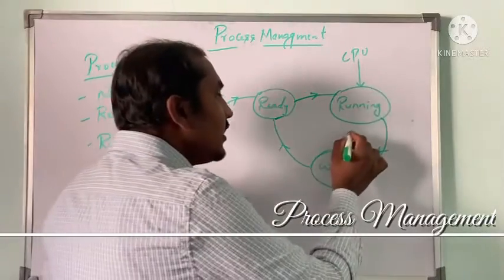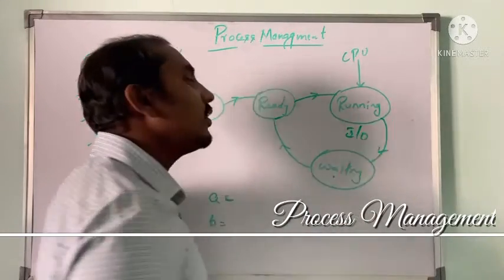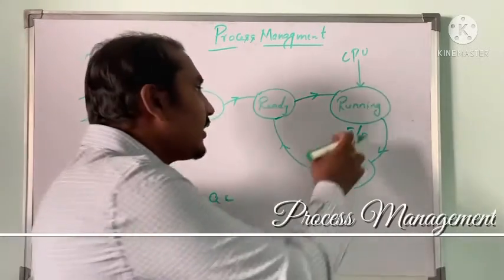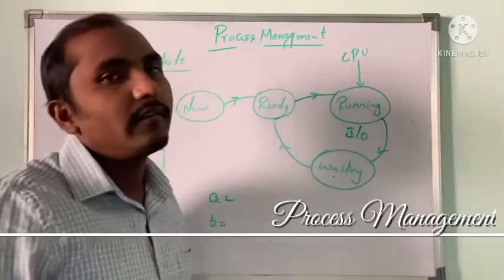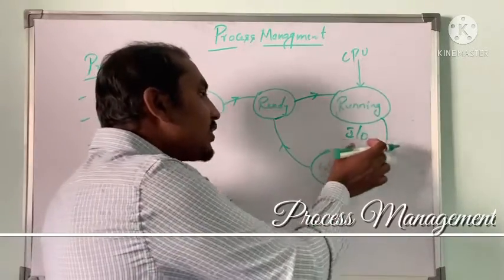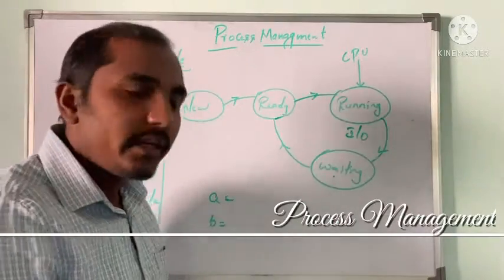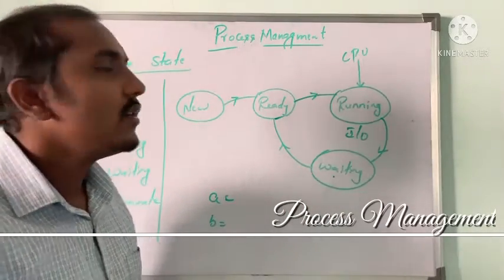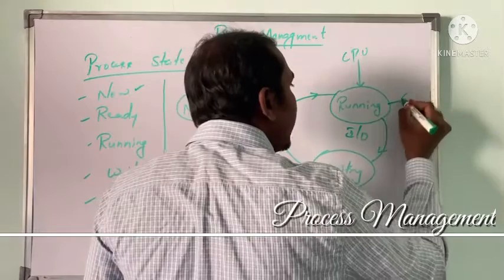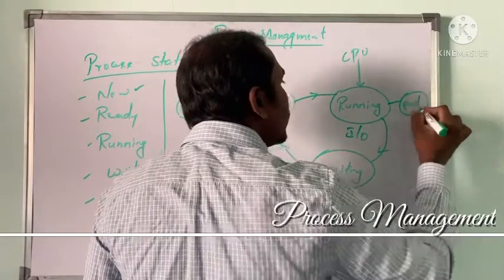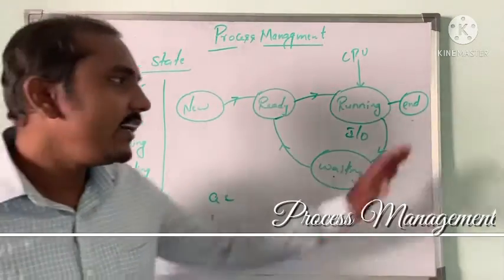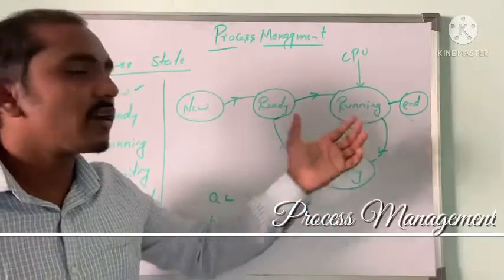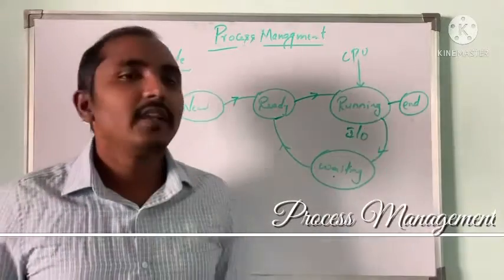So when there is any IO function, or any switching process, or any interrupt happens, in that case, from the running state it will come to the waiting state. Once the IO operation or whatever function is completed, again from the waiting state it will go to the ready state. After that, at last, we have the end state or the dead state. We'll consider it as the end, dead or terminate state. Once the process or program is completely executed, it will go to the end state.